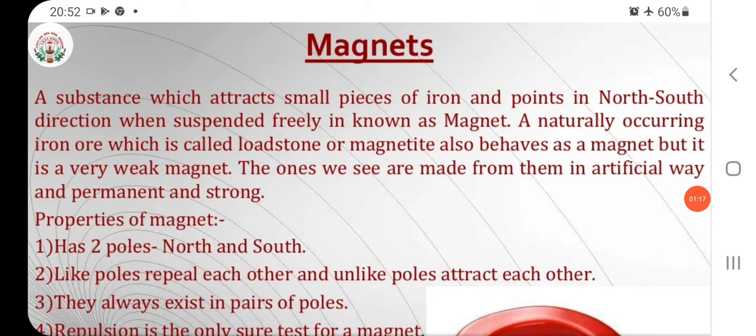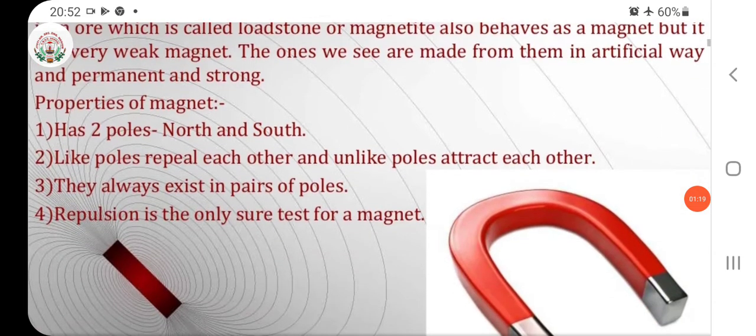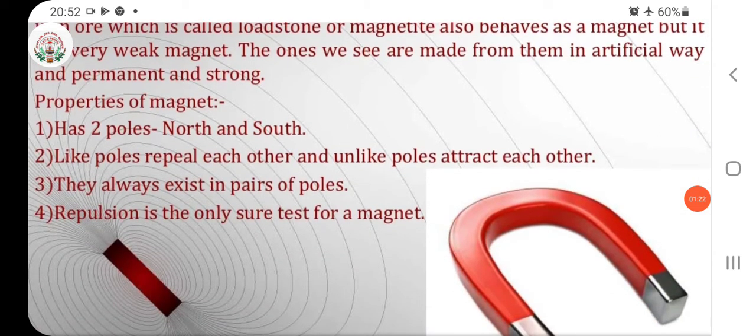Now, what are the properties of a magnet? A magnet has two poles, that is a north pole and a south pole. Like poles repel each other and unlike poles attract each other. That means a north pole repels a north pole and a south pole repels a south pole, but a north pole attracts a south pole and a south pole attracts a north pole.